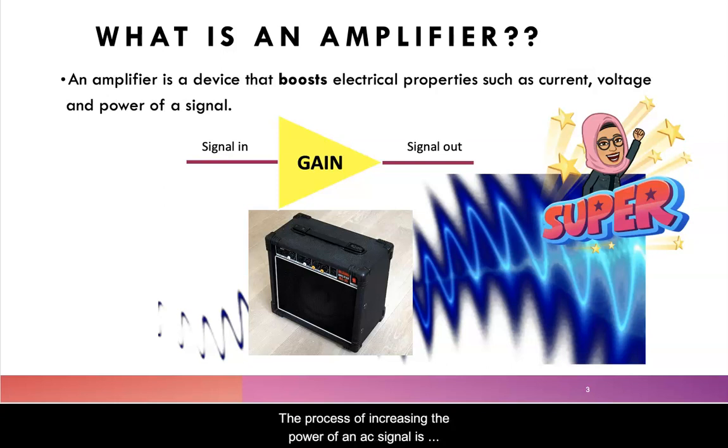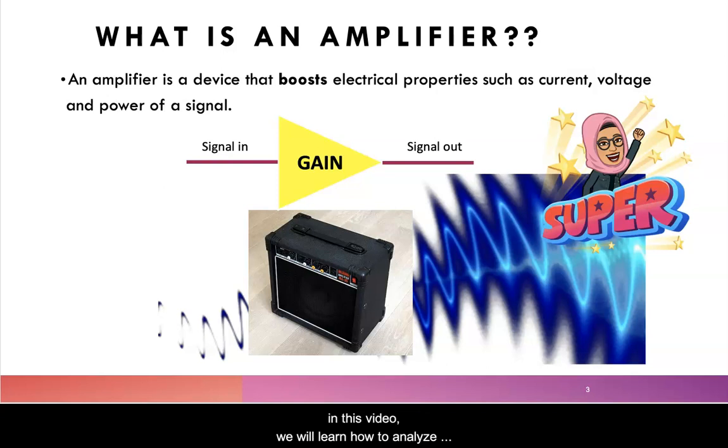The process of increasing the power of an AC signal is referred to as amplification, and the circuit used to provide amplification is called an amplifier. Amplifiers are widely used in audio, video, telecommunication systems, digital systems, biomedical systems, and so on. In fact, we might find it difficult to find an electronic system that doesn't have any amplifier in it.